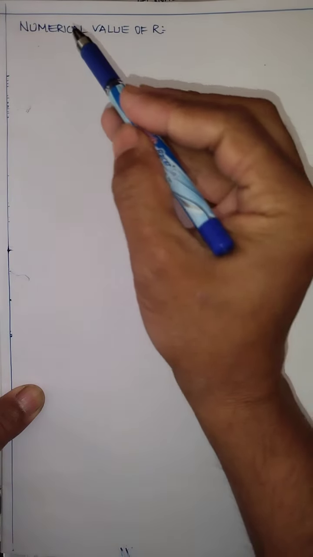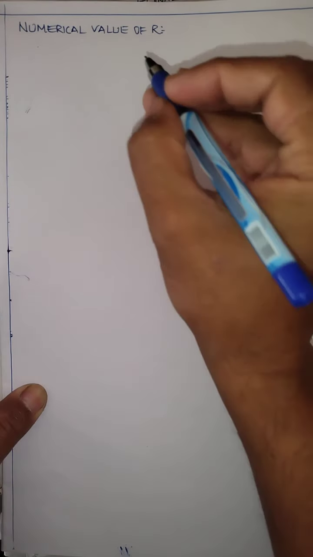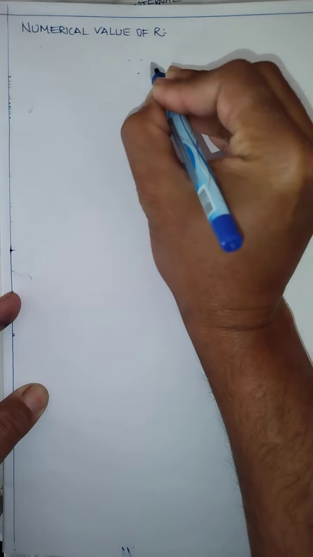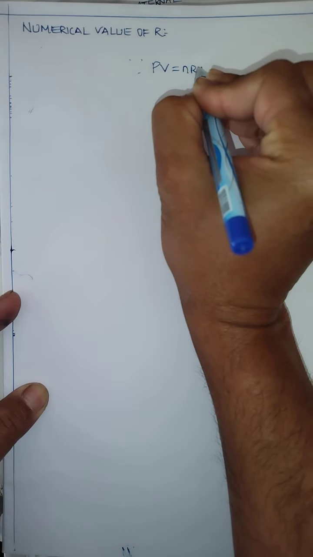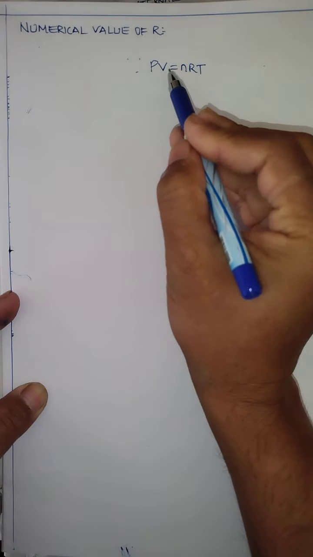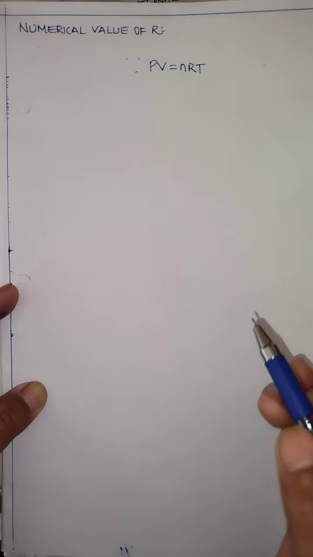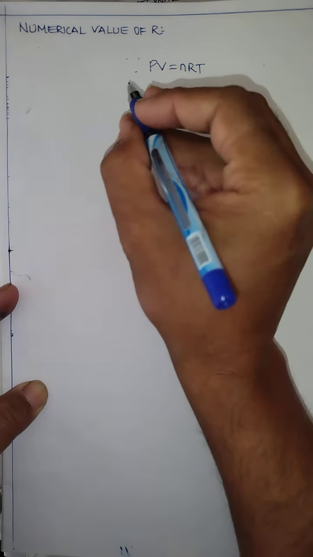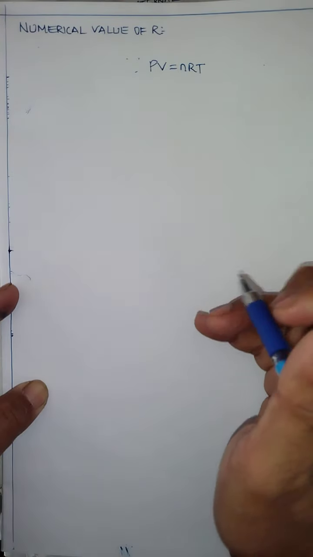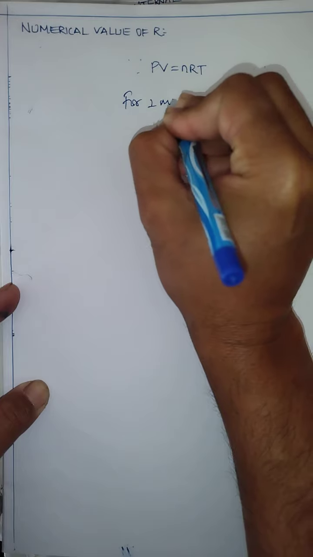Now in order to calculate the numerical value of R, which is a constant and universal value, let me go back again to the perfect gas equation, PV equals nRT. So again I am writing the same equation, PV equals nRT, and this is for n moles of the gas. Now to calculate the value of R, let me just take 1 mole of the gas.